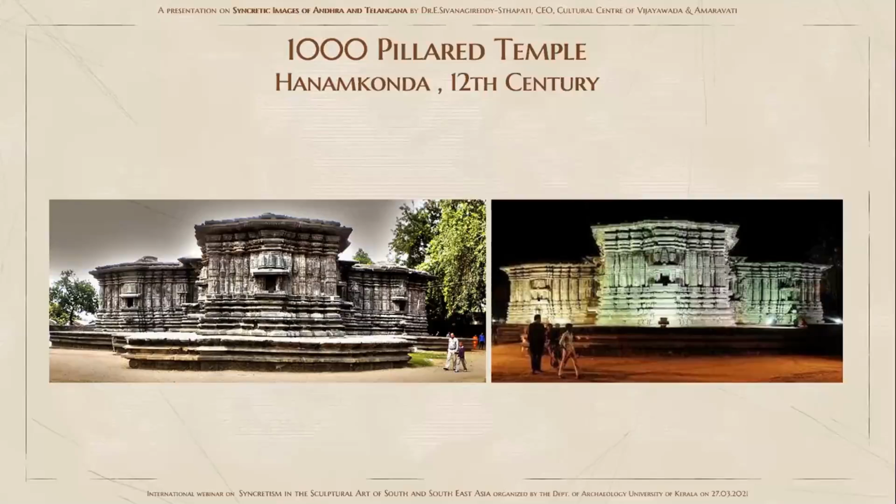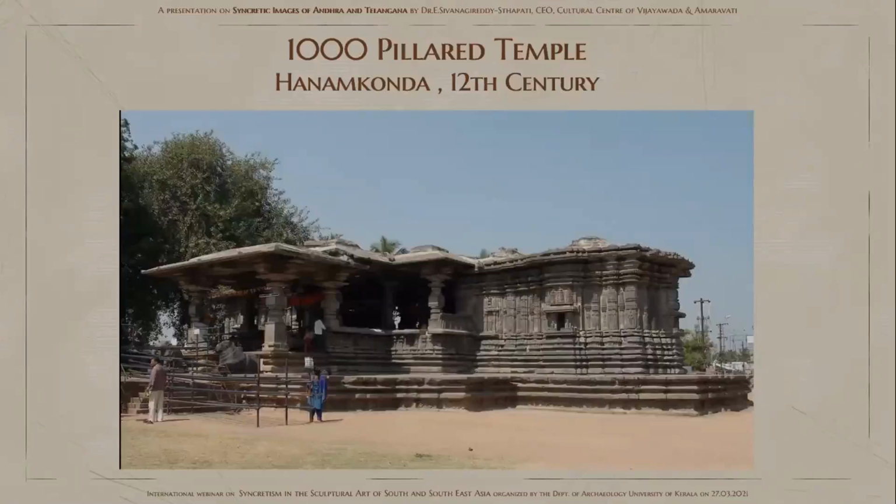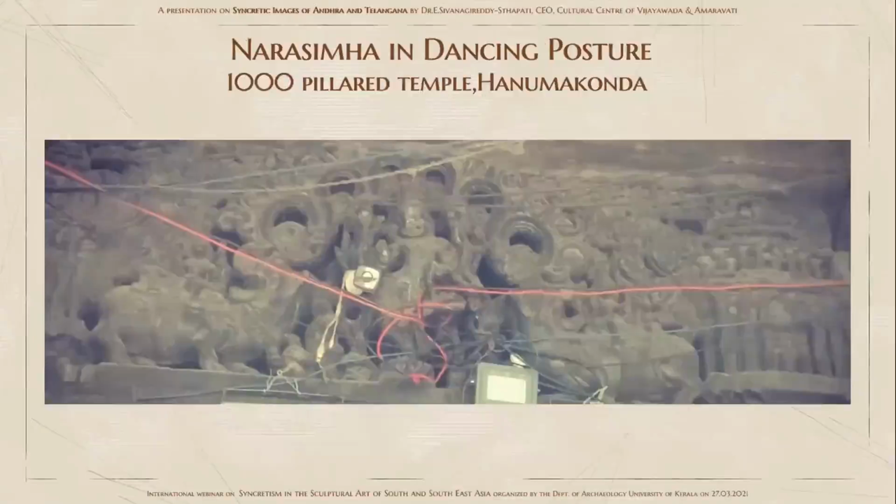So what I mean to say is that the 1000 pillar temple at Hanamakonda is the best example of bringing back cultural and religious harmony among different sects of Vedic Brahmanism. Now, this is another view of the temple, all the three. Now, I would like to show you Narasimha, the temple dedicated to Vasudeva.